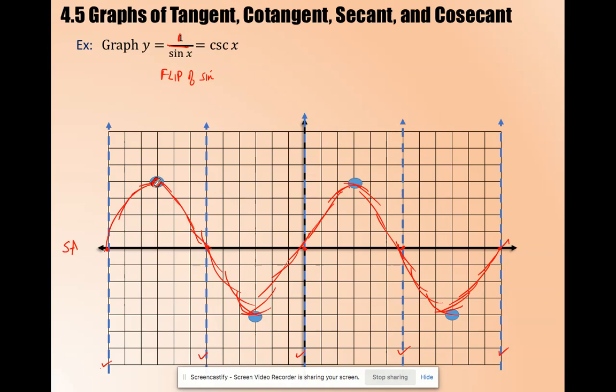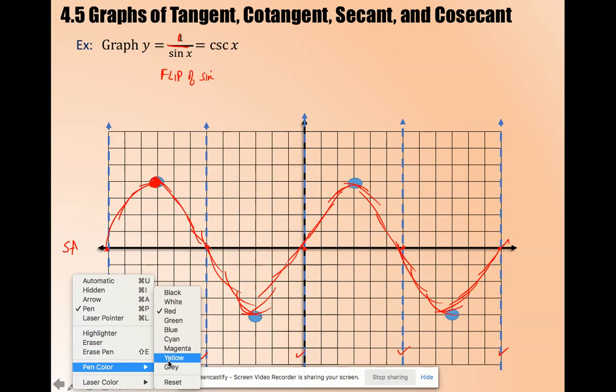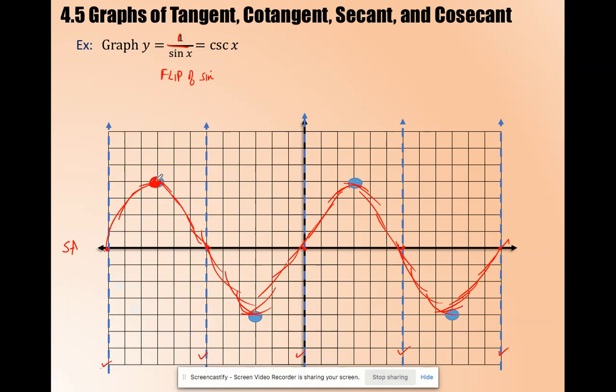What happens when you flip or reciprocate 1? I need to change colors. 1 is on both sine and its reciprocal because the reciprocal of 1 is 1. Now reciprocate all of these red values, but remember you've kind of cut the graph there. So reciprocate and swoosh. The reciprocal of negative 1 is negative 1.